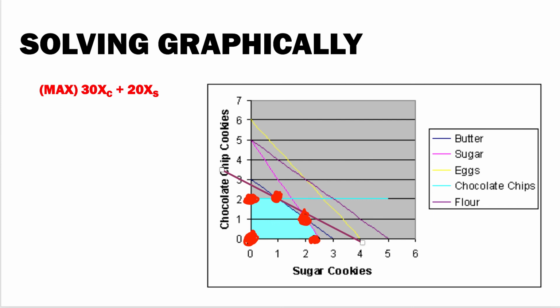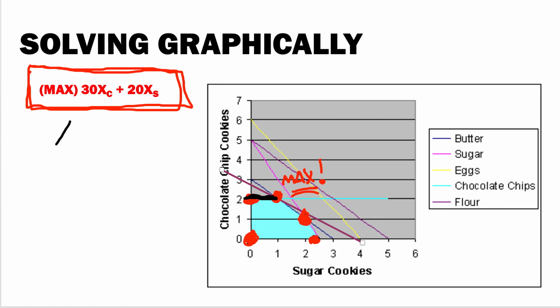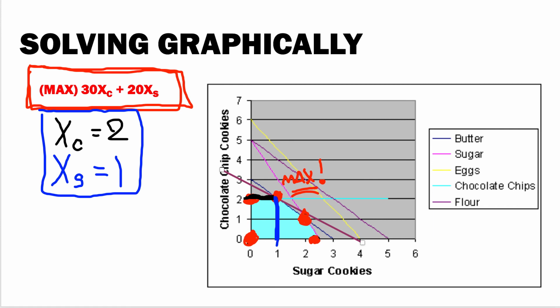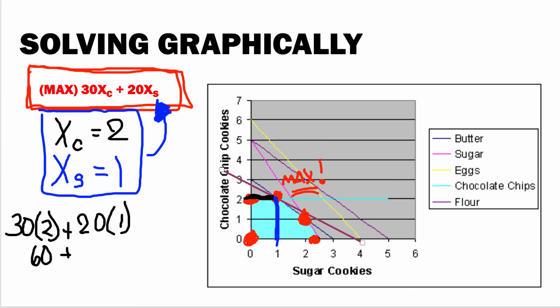And here's our solution. So in order to maximize our objective function, we would need to make 2 batches of chocolate chip cookies and 1 batch of sugar cookies. And if we plug these figures into our function, we find out that we could potentially make $80. Now that we have a visual understanding of linear programming, in the next video, we'll take a look at solving it algebraically.